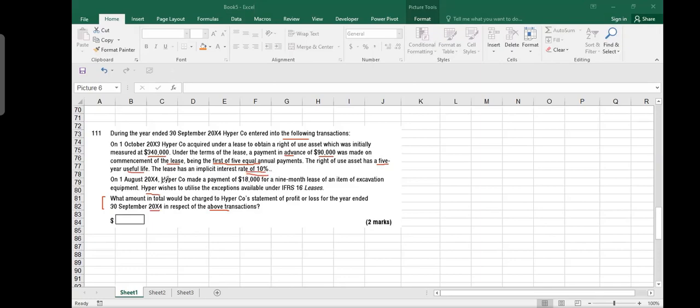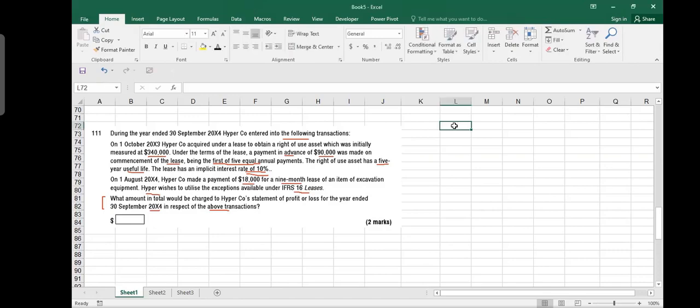On 1st August 2004, Hyper Company made a payment of 18,000 for a 9-month lease. Okay, it's a short-term lease of an item of excavation equipment. Hyper wishes to utilize the exceptions available under IFRS 16 leases. So there are two transactions. One is a normal, regular, long-term lease. One is a short-term lease. What goes to the P&L?